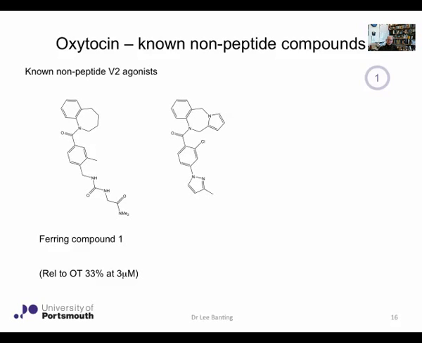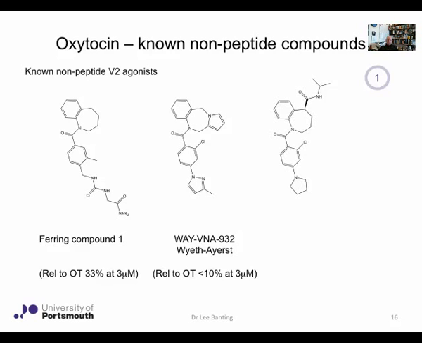It was also known by publications, patents and intelligence that a Wyeth-Ayerst compound, a Wyeth compound, had some activity against the oxytocin receptor as well, albeit slightly less than Ferring 1. And then also an Otsuka compound had some activity. So these structures indicated that there may be some mileage to build on these chemical structures to pursue oxytocin activity.